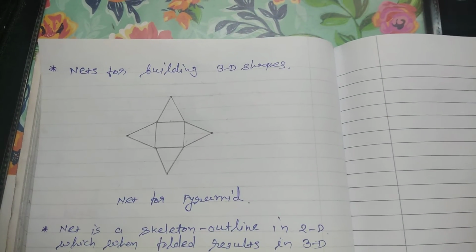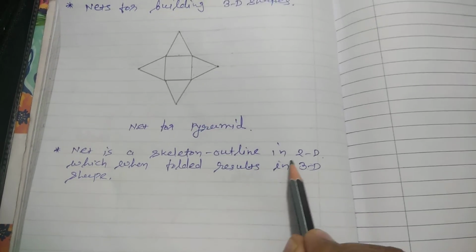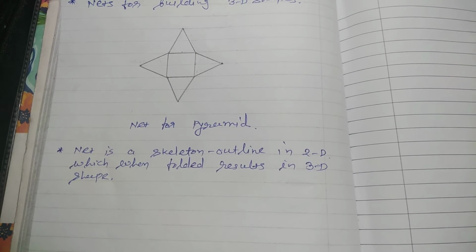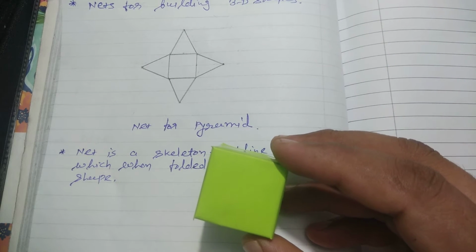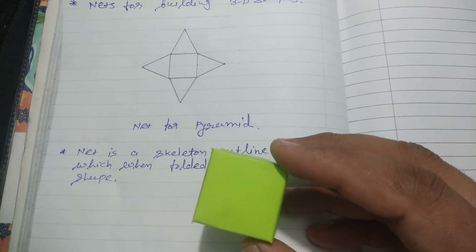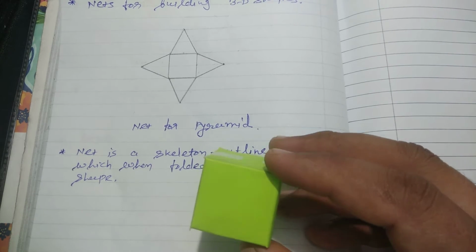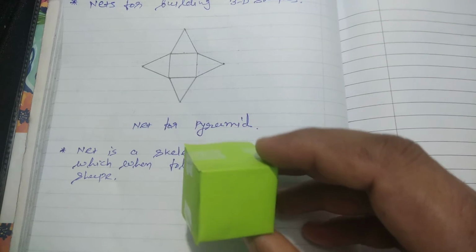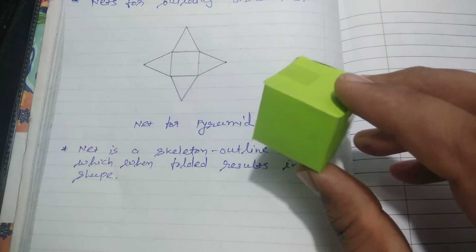Next, nets for building 3D shapes. A net is nothing but a skeleton outline in 2D, which when folded results in a 3D shape. For example, for this cube, first of all, I have made an outline on a paper. That means in a 2D shape, in 2 dimensions, I have made the outline for this cube. And when I folded that paper, I got this cube.